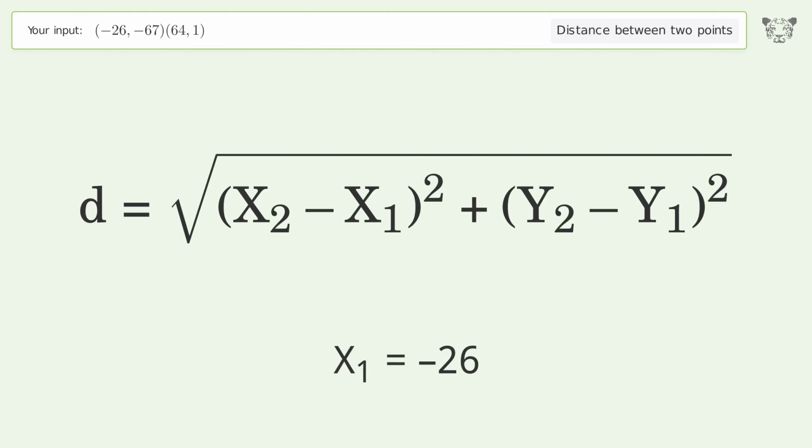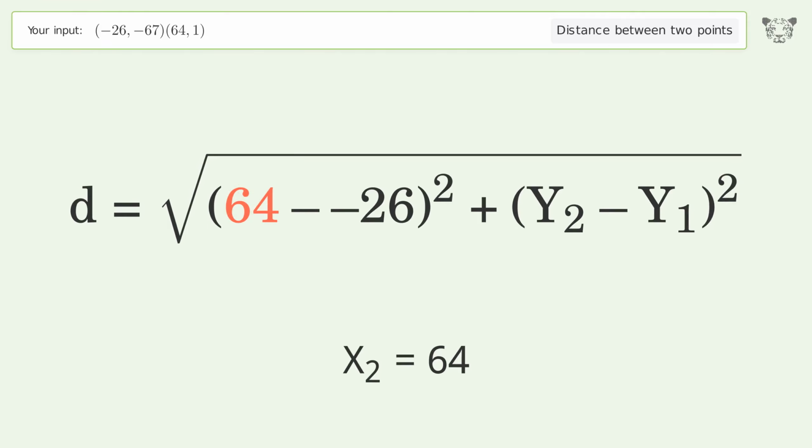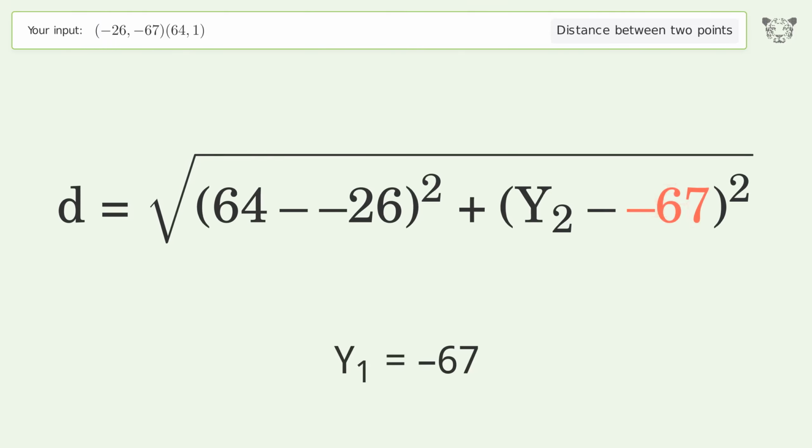x1 equals -26. x2 equals 64. y1 equals -67. y2 equals 1.